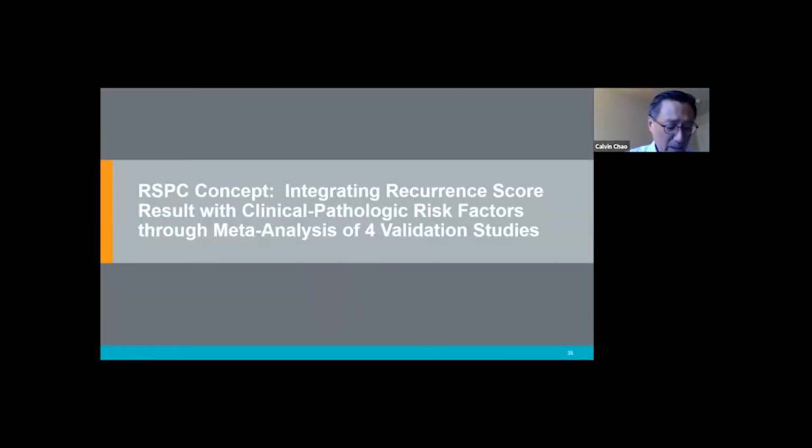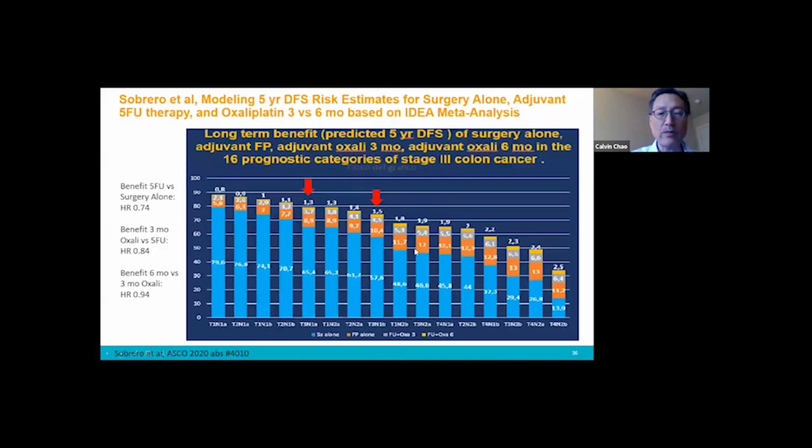And with that, let me get into now this concept that we're working on, which is to integrate the recurrence score with clinical pathologic risk features through a meta-analysis of the 4 validation studies we just reviewed.